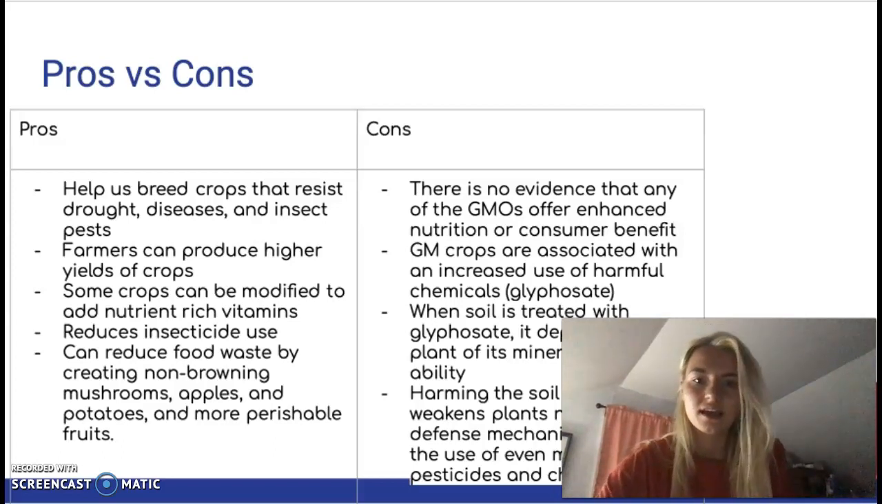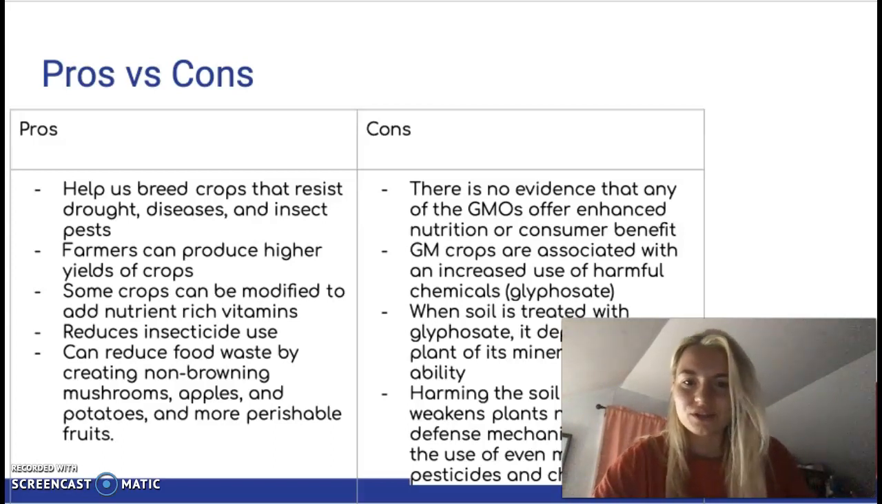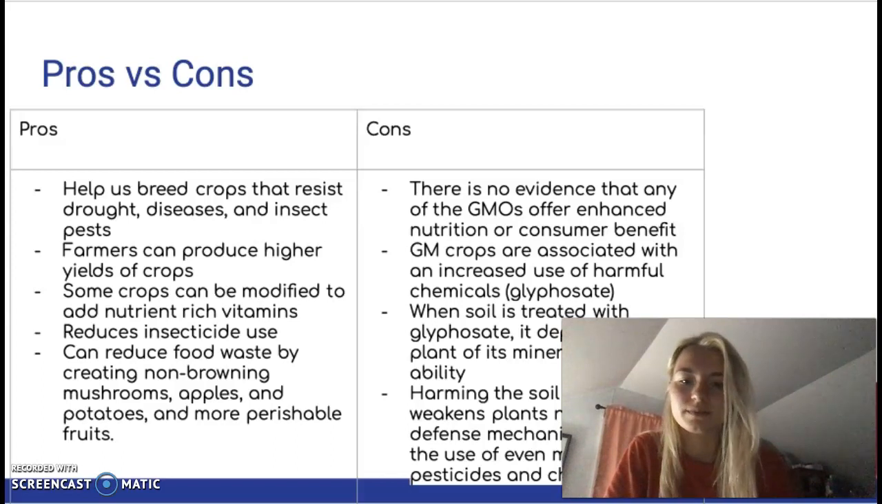And for the cons, there's no evidence that any of the GMOs offer enhanced nutrient and consumer benefit. Genetically modified crops are associated with an increased use of harmful chemicals such as glyphosate. When soil is treated with glyphosate, it deprives the plant of its mineral absorption ability, and therefore harms the soil microbiome, weakens plants' natural defense mechanisms, requiring the use of even more pesticides and chemicals overall.